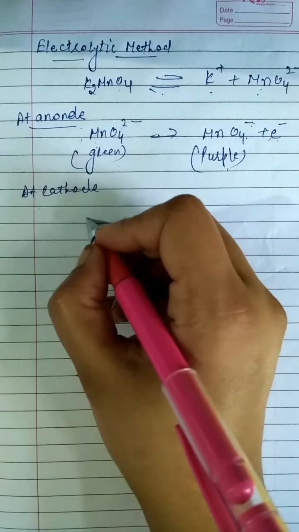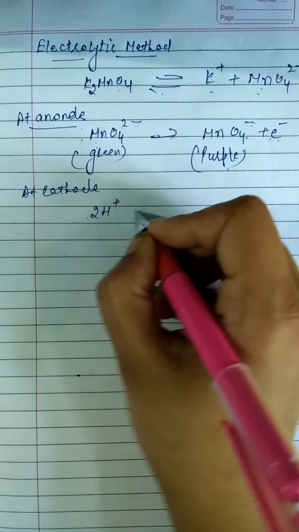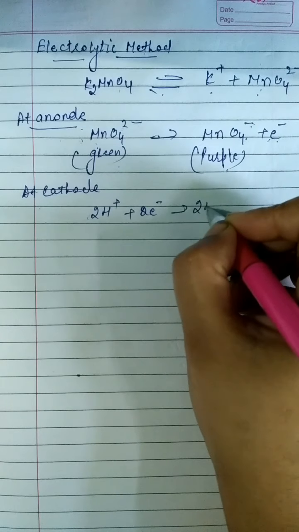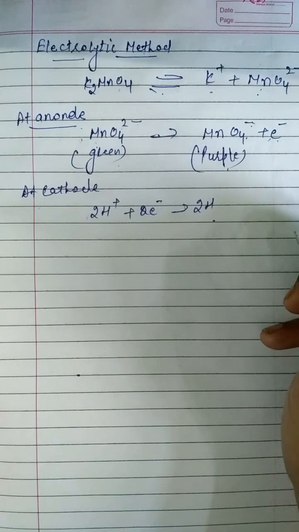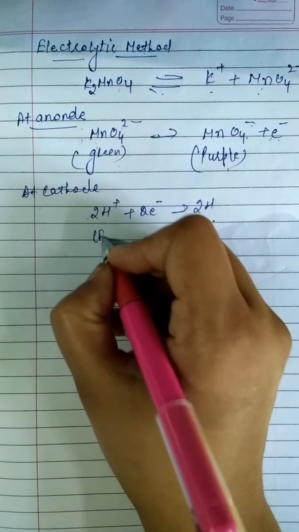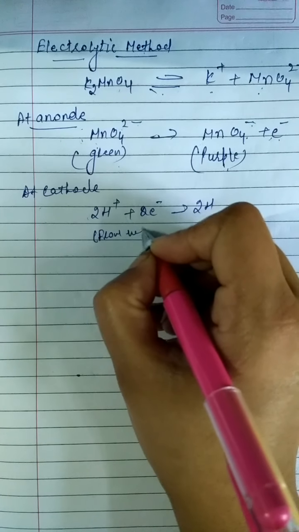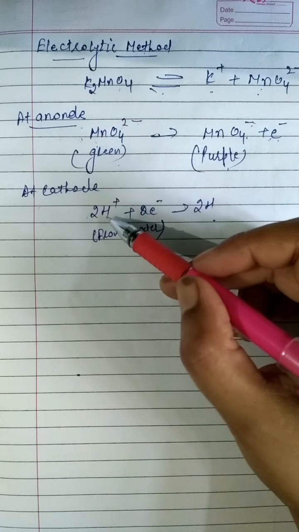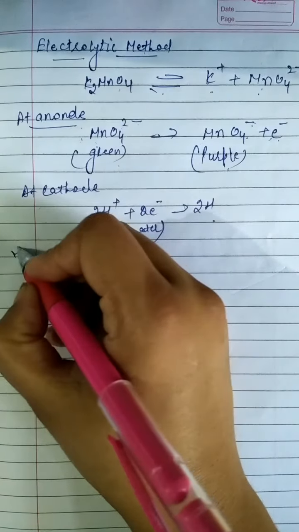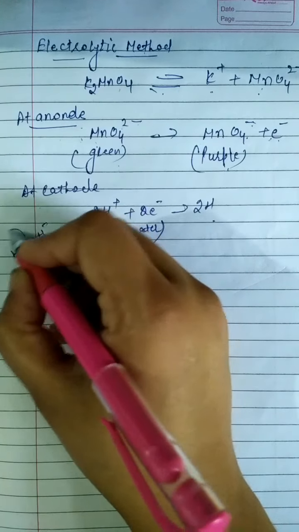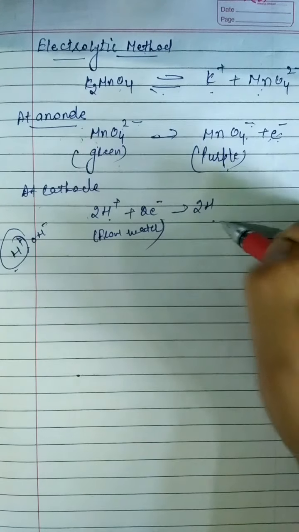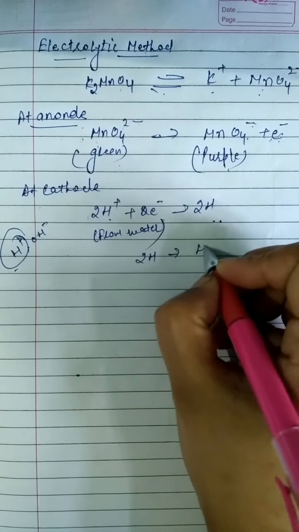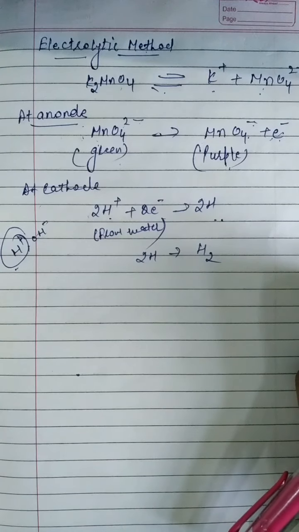And the second one is at the cathode: 2H+ gains 2 electrons and is converted into 2 hydrogen atoms, which we get from water. In this we have to add water, so water gives H+ and OH- ions. The H+ ion gains the electrons and is converted into an atom, which is unstable, and it is converted into the H2 molecule.